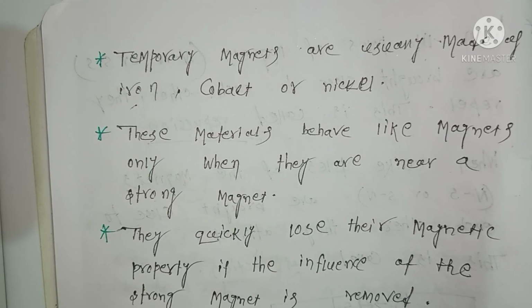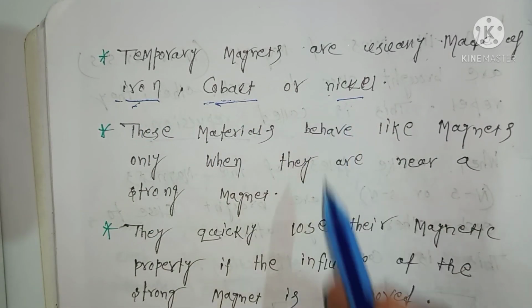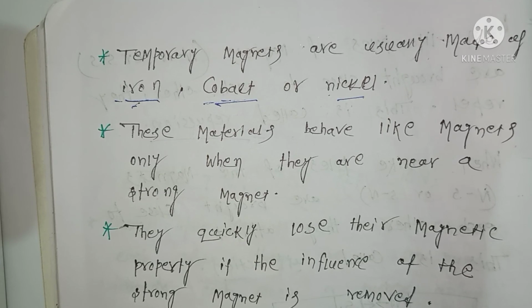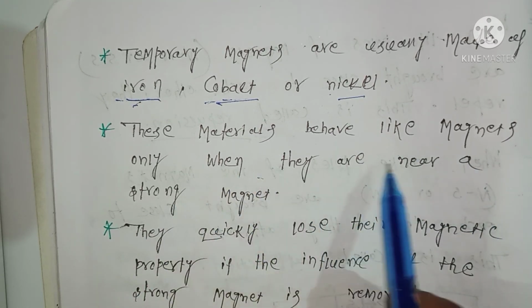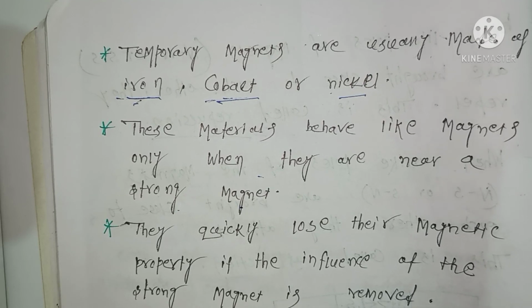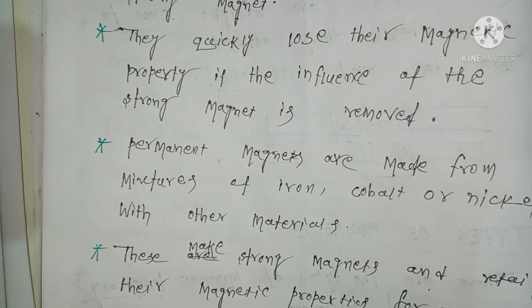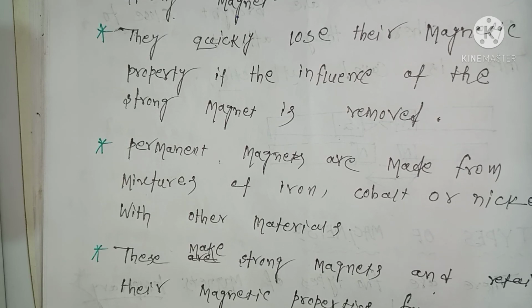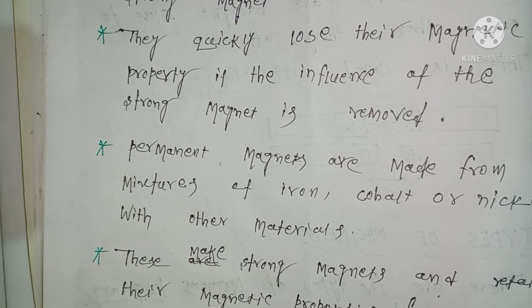Temporary magnets are usually made of iron, cobalt and nickel. These three materials are needed to make a temporary magnet. These materials behave like magnets only when they are near a strong magnet. Whenever a strong magnet is near them, they show magnetic properties, and they quickly lose their magnetic property if the influence of the strong magnet is removed.